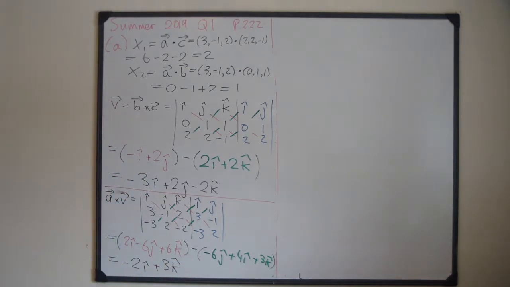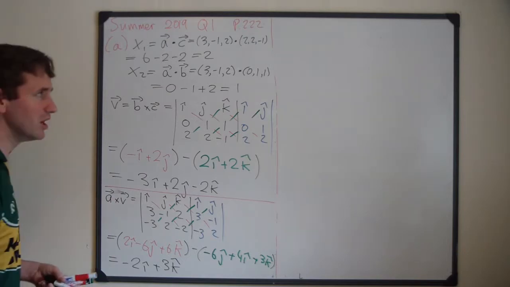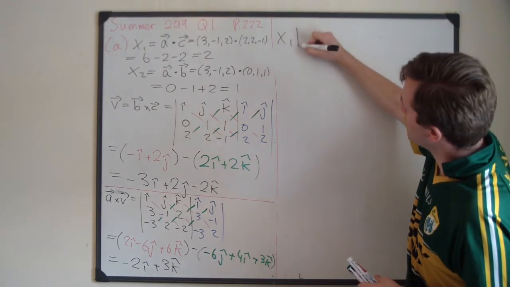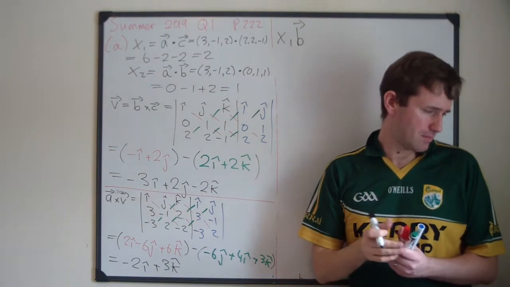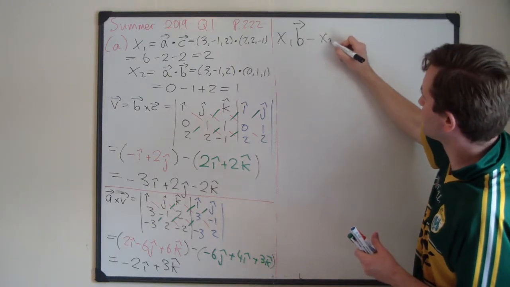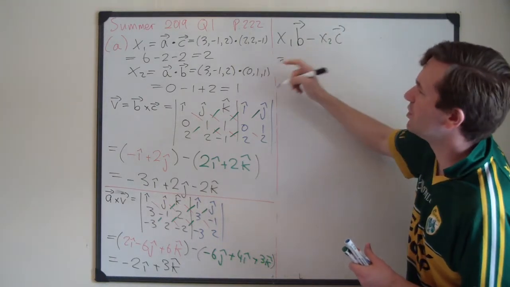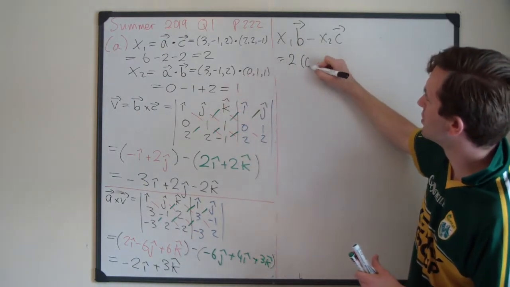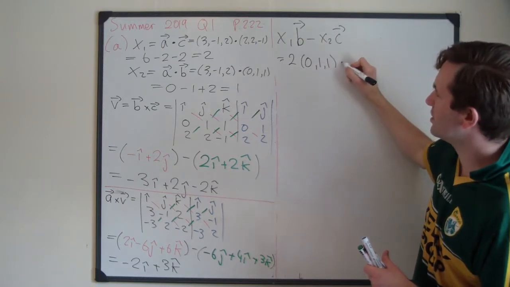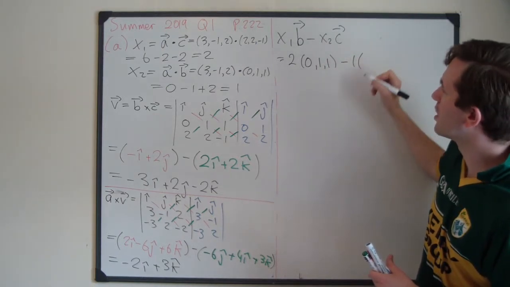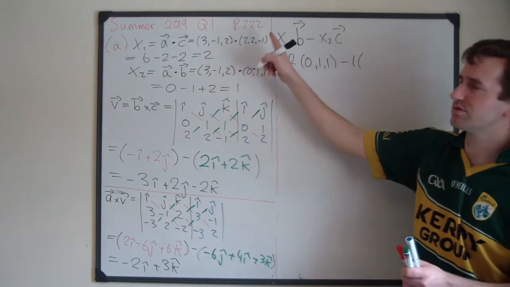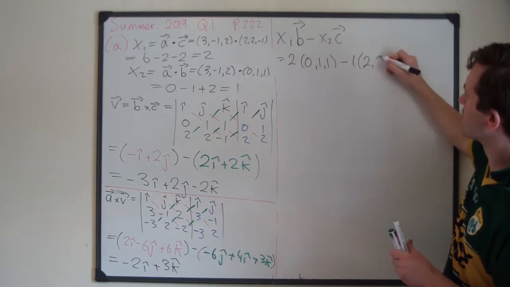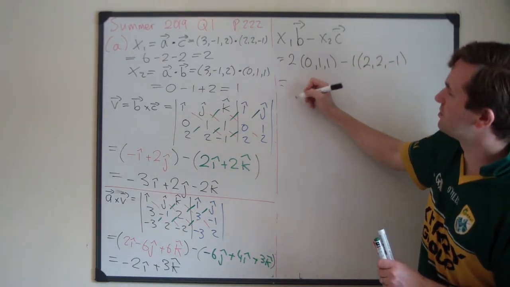That's A cross V. Now let's look at x1 times B minus x2 times C, and see, do we get the same thing? So x1 times B minus x2 times C. So x1 is just 2, B is this vector, minus x2 is 1, and C is this vector. Of course, I don't have to get them here, they're in the question. So this is 2, 2 minus 1. And then multiply this in.